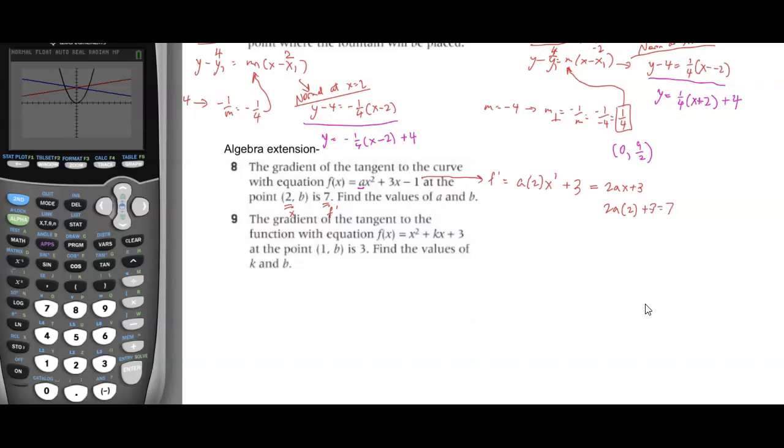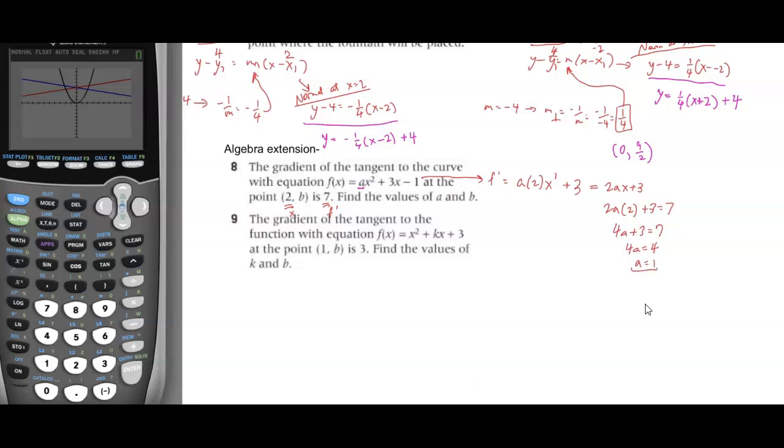Now I have an algebra equation I can solve. 4a plus 3 equals 7. 4a equals 4. I subtract 3 from both sides. Then I can divide both sides by 4. A equals 1. So a is equal to 1.